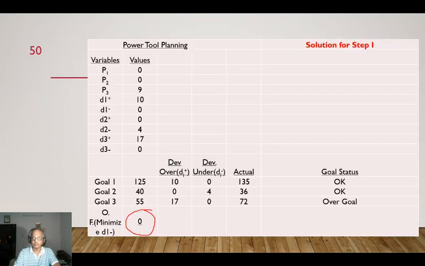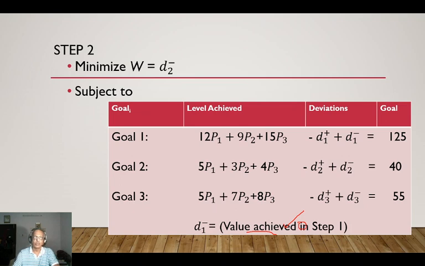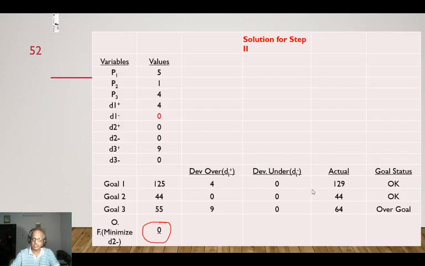And we solved it, and what we found is that the D1 minus value is 0. Now put this value of D1 minus in the second step. This is the first step. And in the second step, we minimize D2 minus, and in that, D1 minus is a constant equal to 0. And we found out the result. We found that D2 minus is 0. This is for step 2.